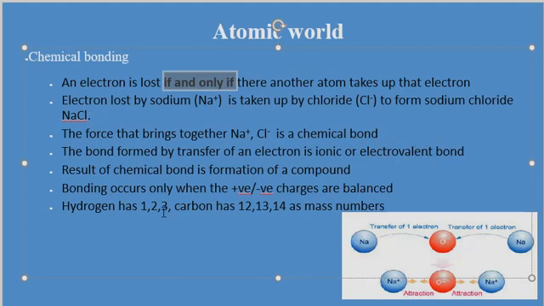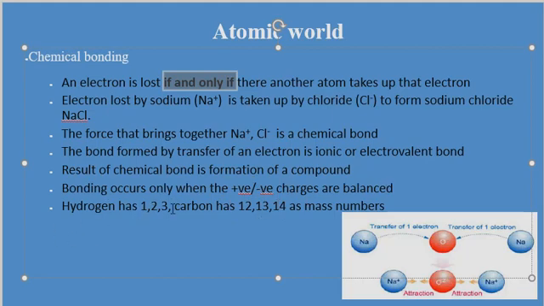Electrovalent bond. Result of the chemical bond is formation of a compound. What is a compound that is formed? NaCl. What is NaCl? Common salt. Sodium chloride, common salt. Bonding occurs only when positive and negative charges are balanced. Now it is plus 1 and minus 1 only, then it will form a bond. If it is plus 2 or minus 1, it cannot form a bond.